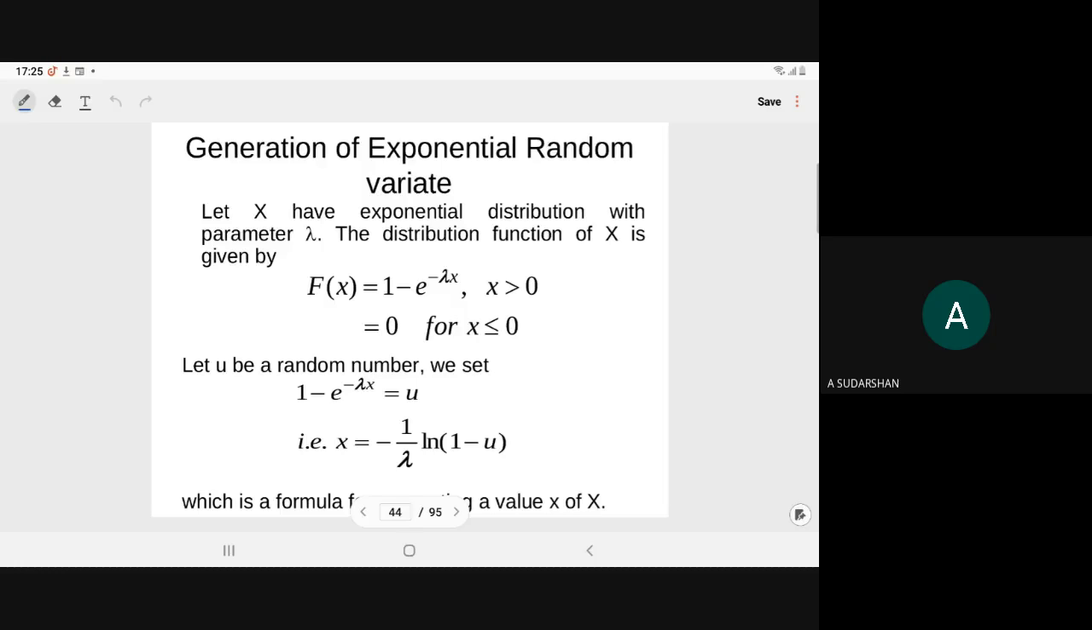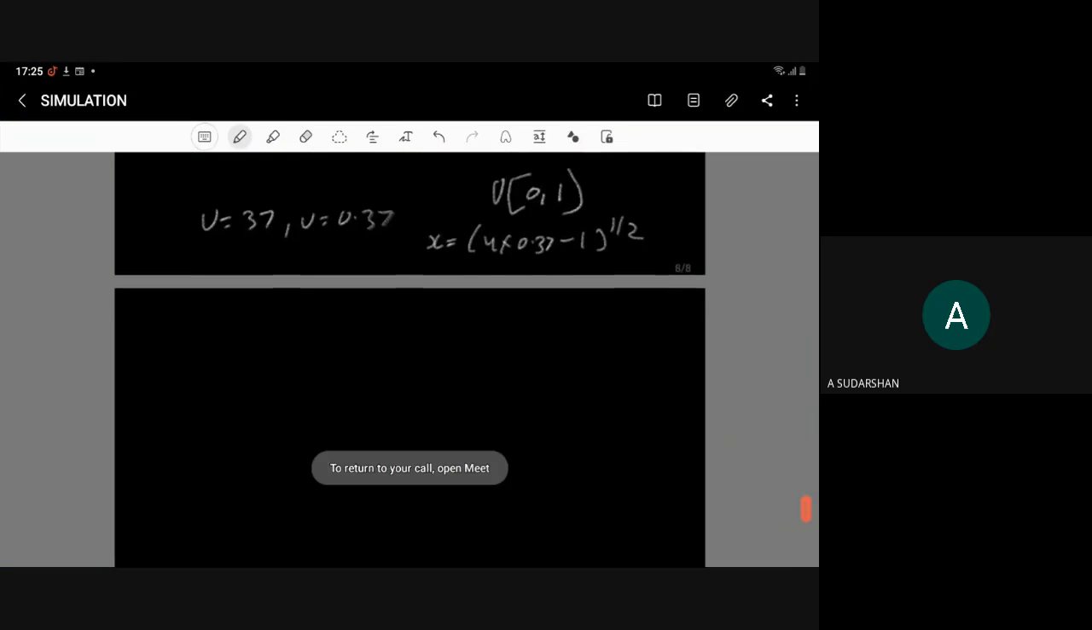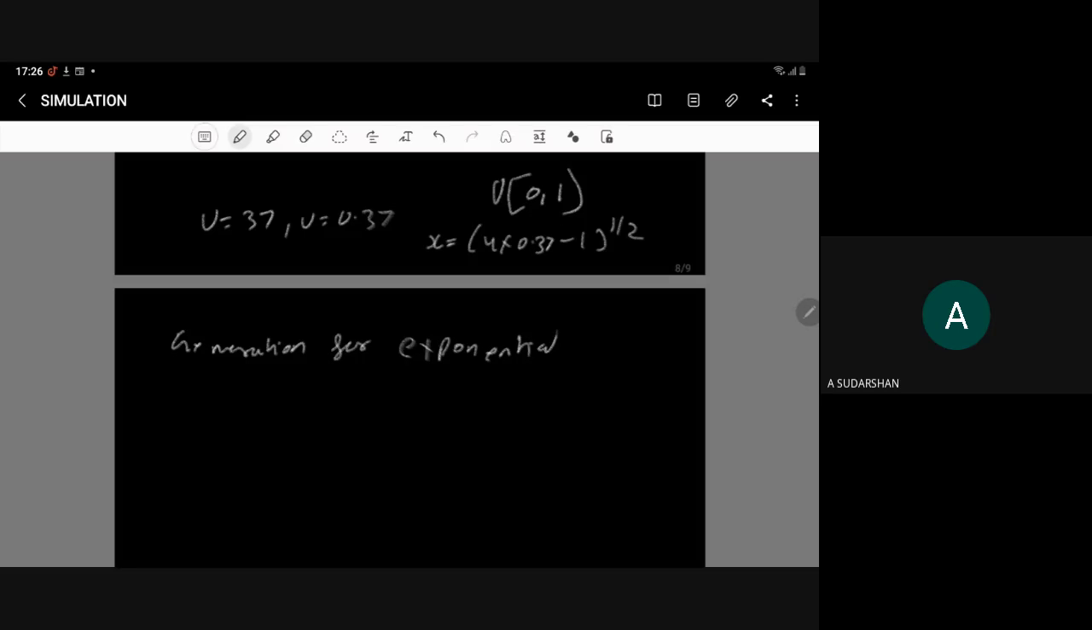Now, let us see how to generate the standard ones. In that, the first one is the exponential distribution. For the exponential distribution, you know various things. For any distribution, first you have to write the scheme, how you are generating the random variate. So generation for exponential distribution.